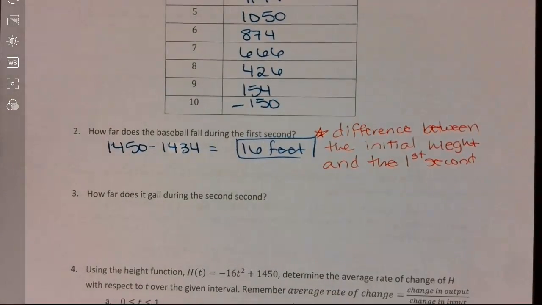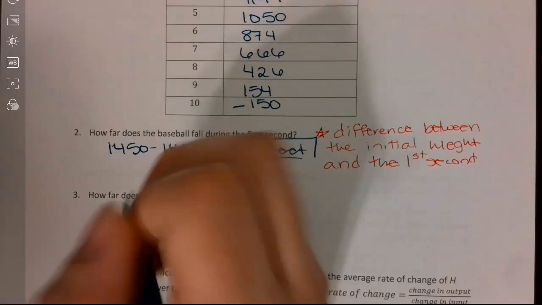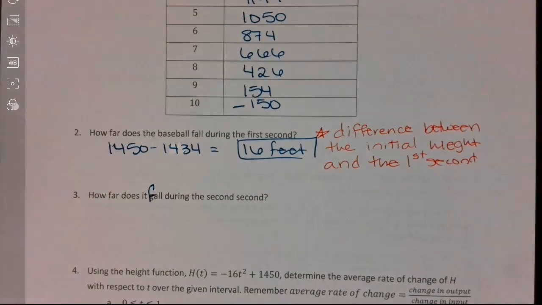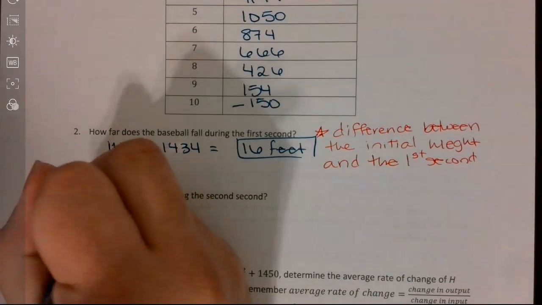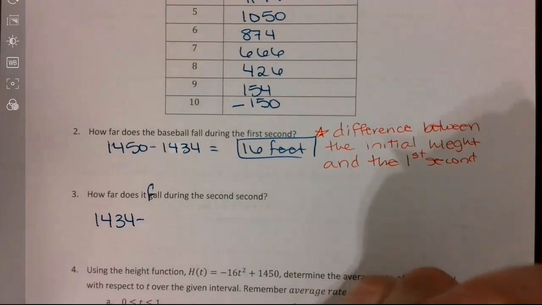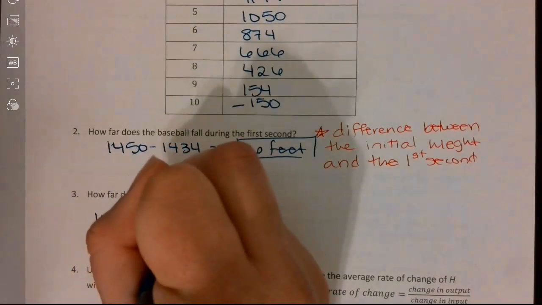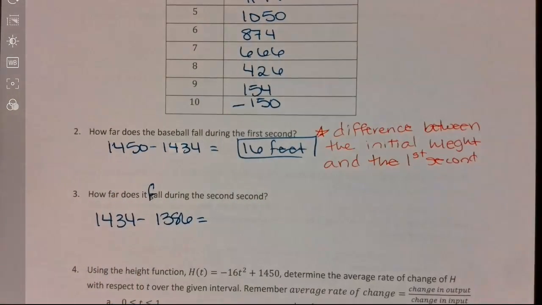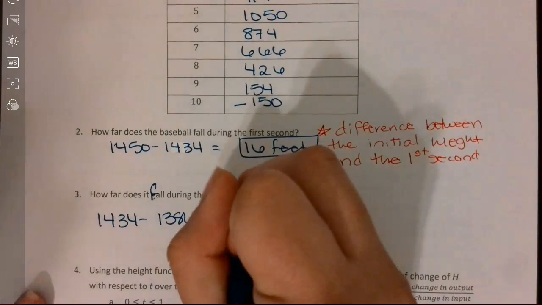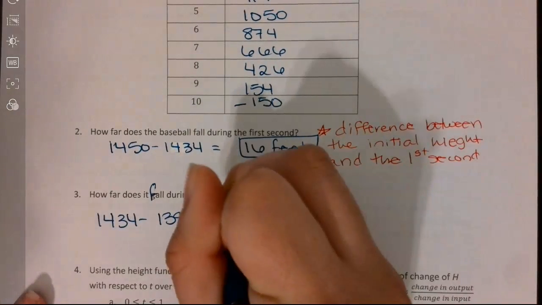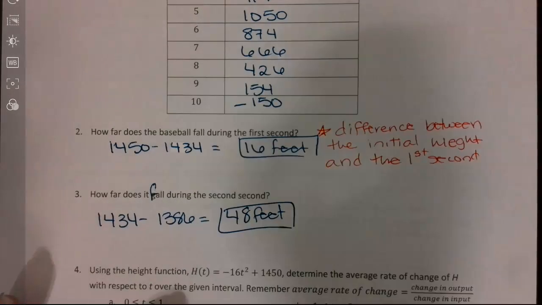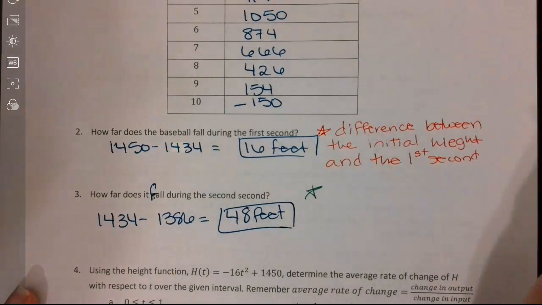I'm going to do the same thing with number 3. This should say fall during the second. So I'm going to do 1434 minus the second, which was 1386. I'm going to do that on the calculator, and by calculator, I mean my phone calculator. It gives me 48 feet. This one, I'm going to write in green. This is the difference between the first second and second second.